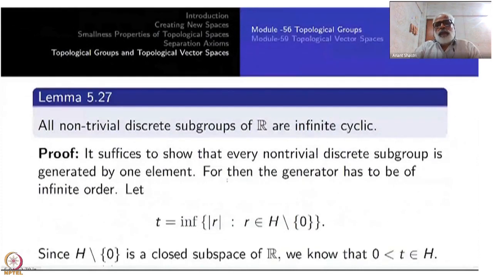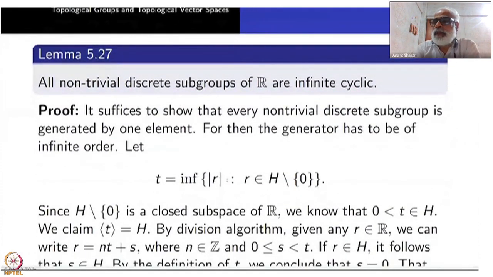So here is an easy lemma, first of all, and then we will improve upon this lemma. All non-trivial discrete subgroups of R are infinite cyclic. A typical example is the integers sitting inside R. Here I am looking at R as an additive group, so it is an additive topological group. There Z is a subgroup which is discrete. What this theorem says is that as soon as you take any non-trivial discrete subgroup, it must be infinite cyclic.